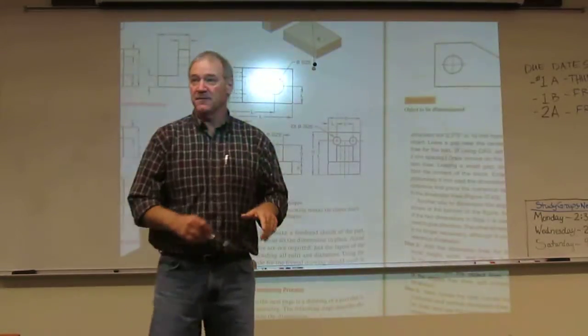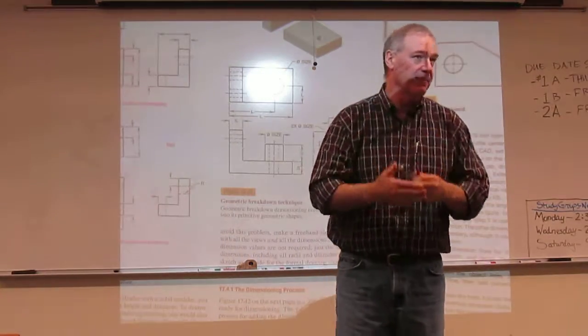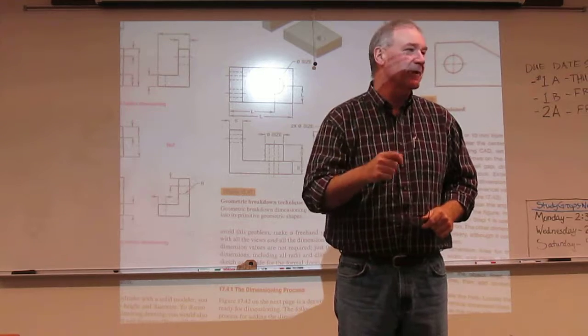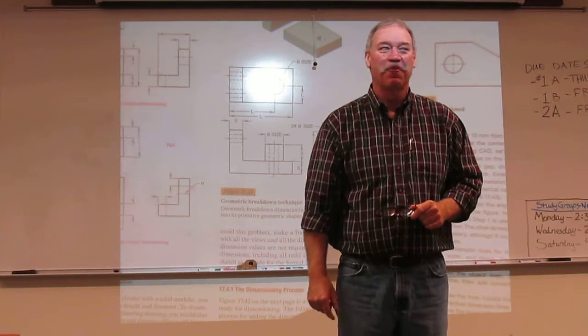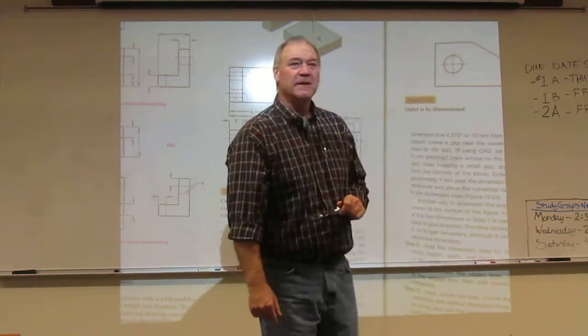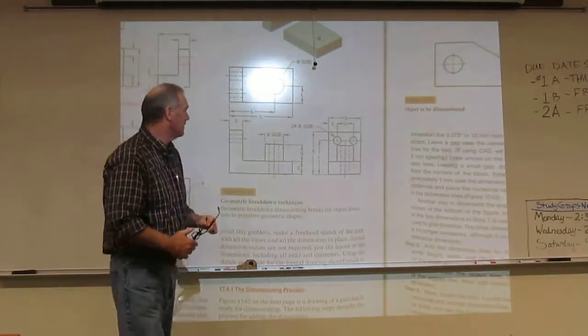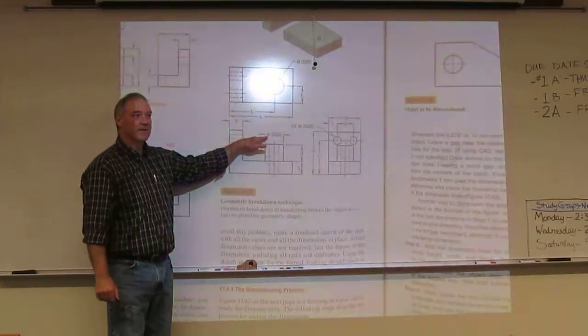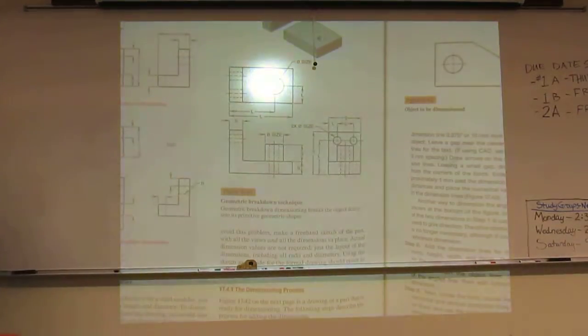Now, it's a rectangular view, right? It's not going to look circular. Make sure you don't forget to put the diameter symbol because it is a diameter. So that's the big thing you've got to watch for with positive cylinders. Get that diameter symbol in there. So, positive cylinders are dimensioned in the rectangular view.